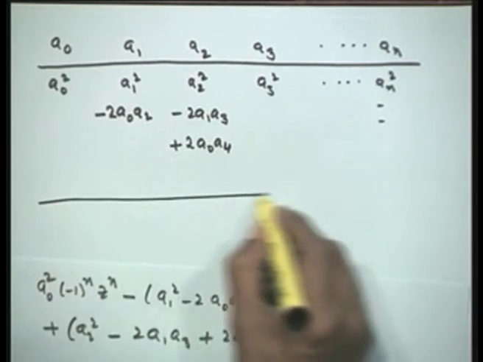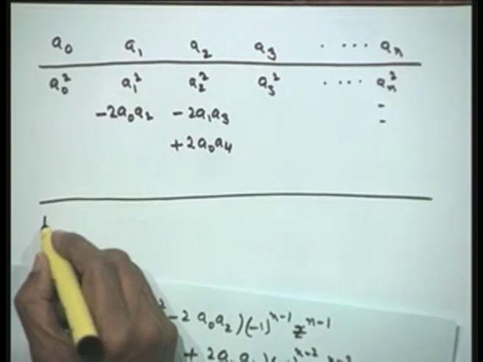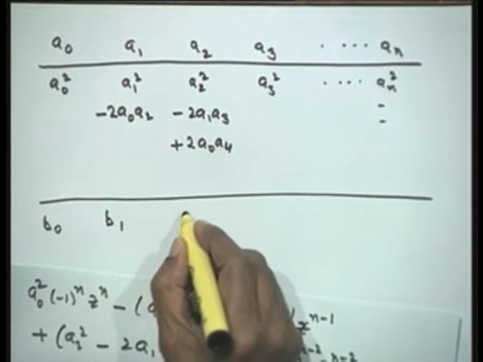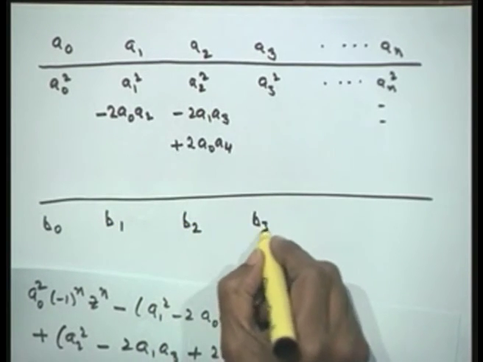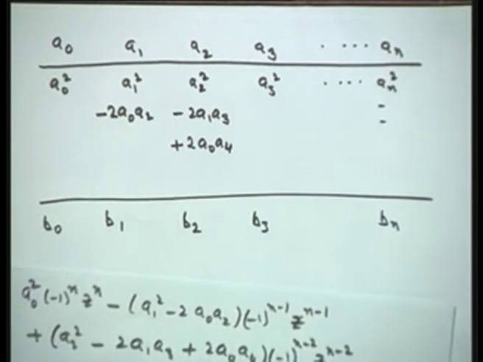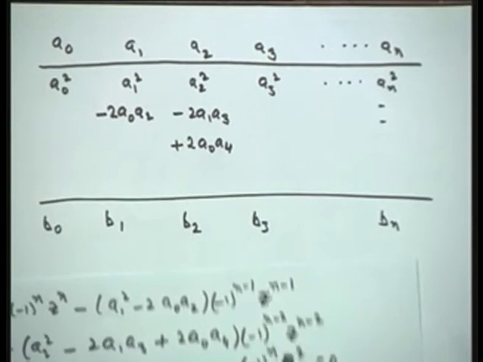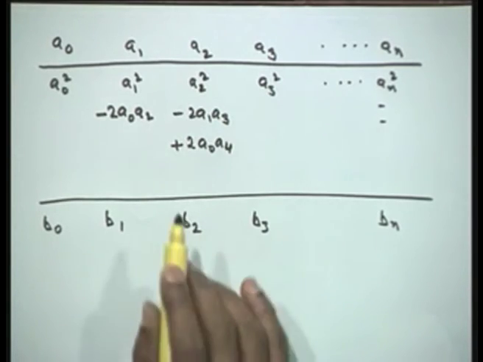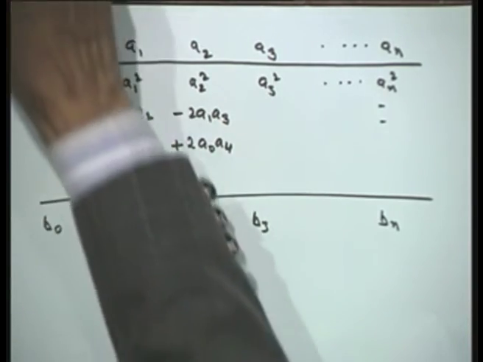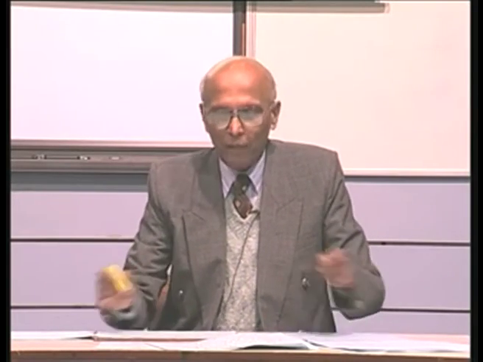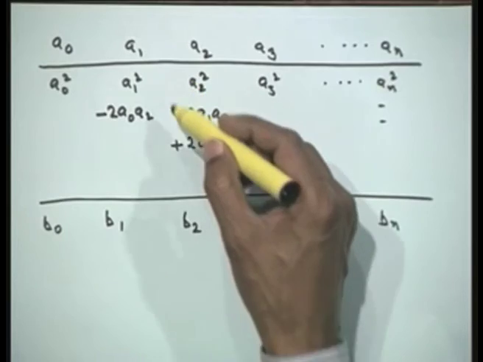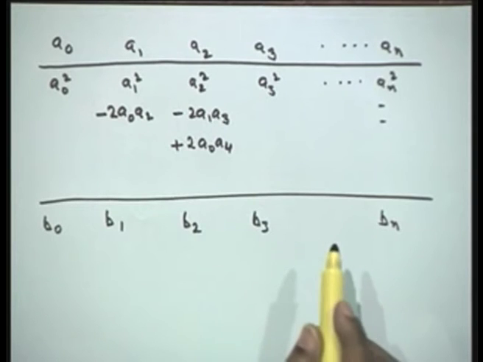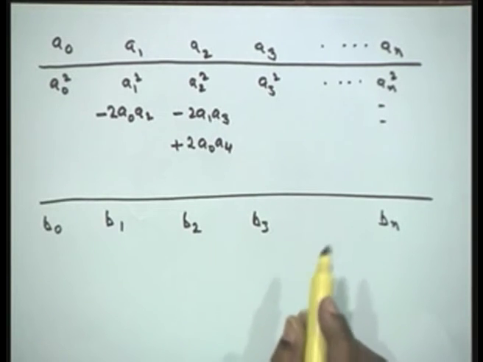Now I just add it up. This will be my b0, this will be my b1, this will be my b2, b3 and so on up to bn. Now you can see, for this root squaring procedure we really do not have to look into the polynomial. You just take that particular location, look at its available neighbors, write down its cross products with the suitable sign plus or minus, and add them up. That will give you my b0, b1, b2.